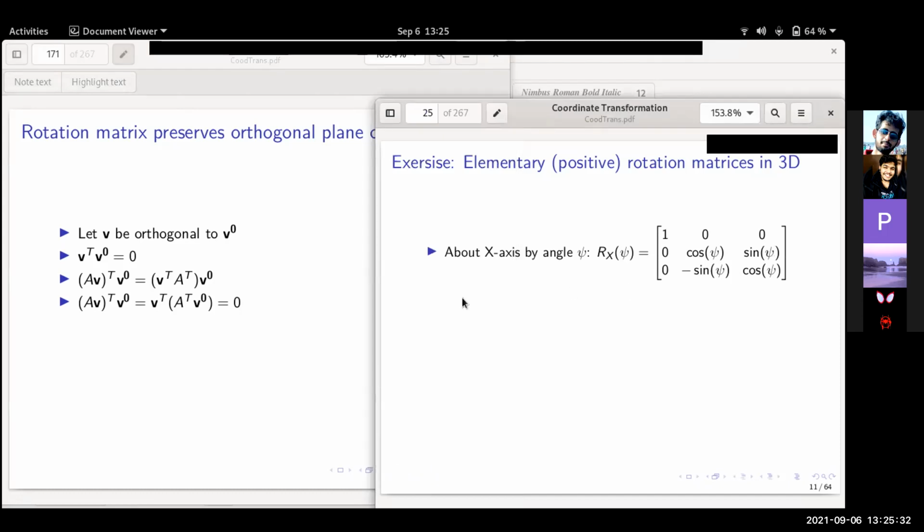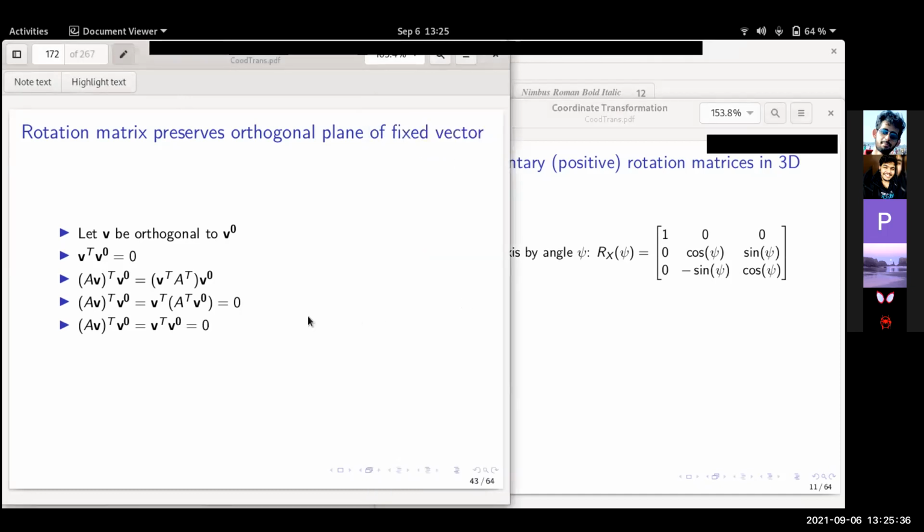An example is shown on the right hand side. Any question? Sir, can you explain this last one once again?